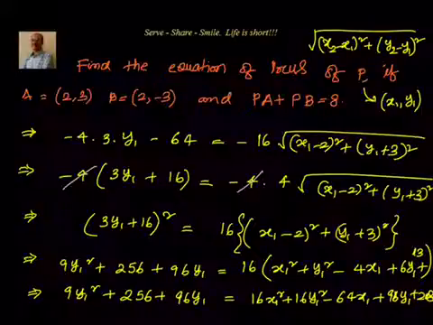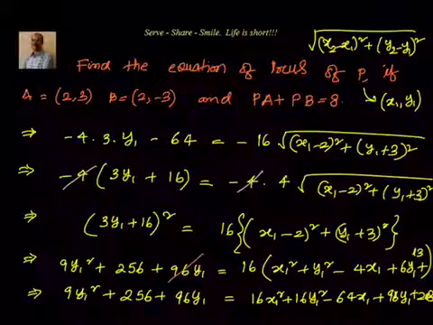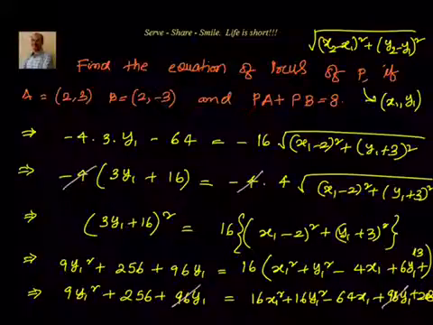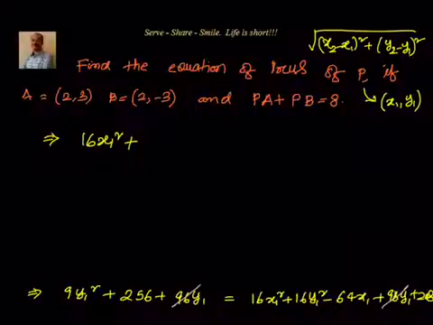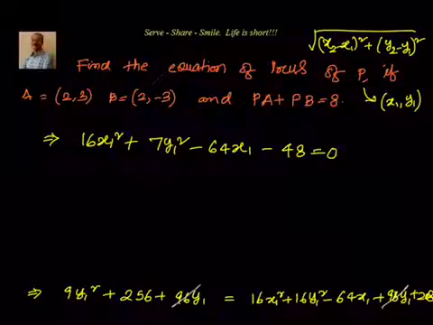Let us see, can we cancel anything here? We can cancel 96y1 on both sides. So let's go to the next step. Taking everything to right hand side, we'll have 16x1 square plus 16y square minus 9y1 square, that is 16x square plus 7y1 square minus 64x1 plus 208 minus 256 is minus 48 equal to 0.